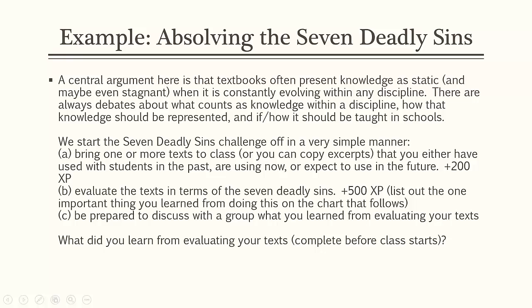Then I told them, again before you come to class, evaluate the text in terms of the 7 deadly sins. You get 500 experience points for that. List out the one important thing you learned from doing this on the chart that follows. I didn't include the chart here, but underneath these directions there was a chart, and they had to put their name and write out one important thing they learned.